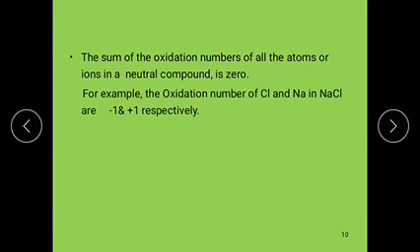The sum of the oxidation numbers of all the atoms or ions in a neutral compound is 0. For example, in sodium chloride, the oxidation numbers of chlorine and sodium are -1 and +1 respectively. Then the sum of the oxidation numbers is 0.